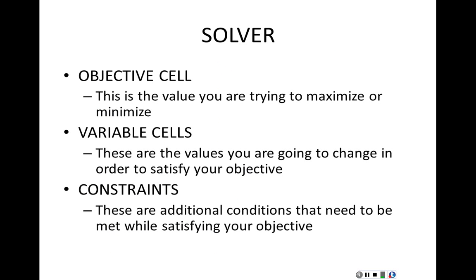All right, so when we're setting up a solver problem, these are the 3 things we have to tell it. What's the objective? What are we going to change? What are the variables? And then finally, what are the constraints?